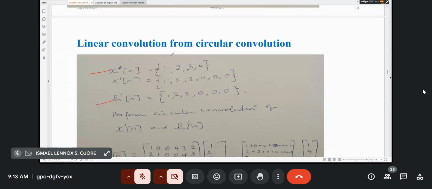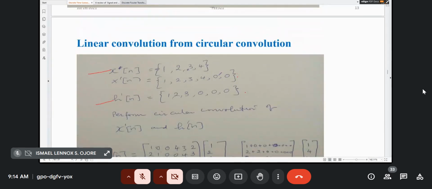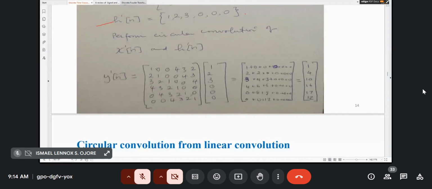So here they are. We have 1, 2, 3, 4, and that becomes 1, 2, 3, 4, 0, 0. You just pad 2 zeros. The other is 1, 2, 3, padded with zeros. So these are your two sequences. And as we said, you can make your L plus M minus 1 matrix from either of them. In this case, I've made it from 1, 2, 3, 4, and then I multiply with this sequence.